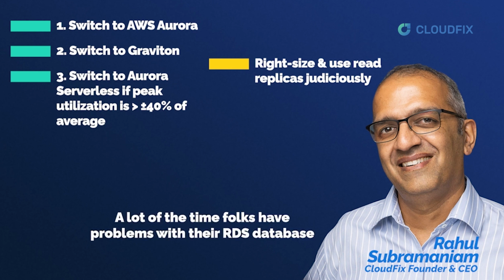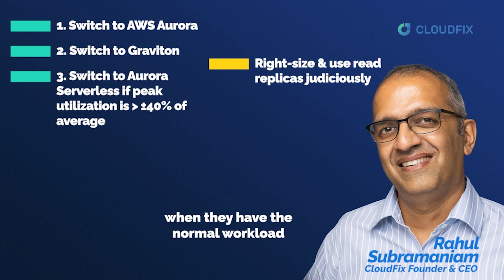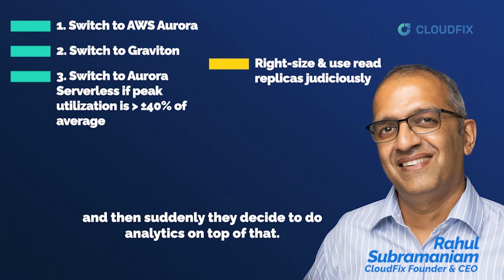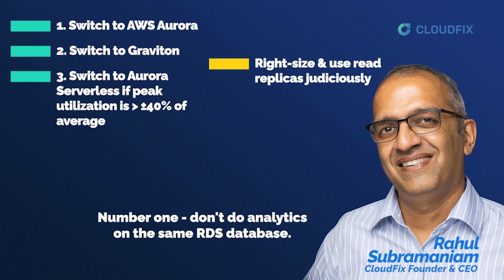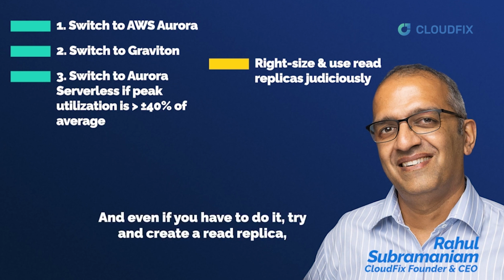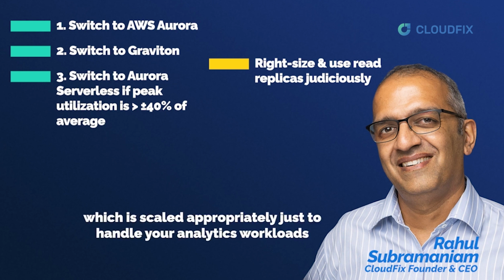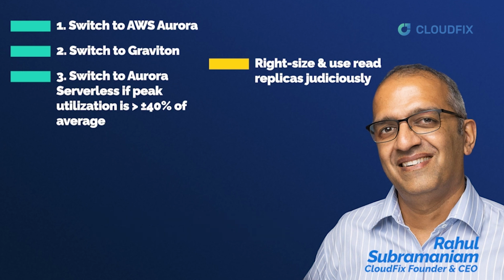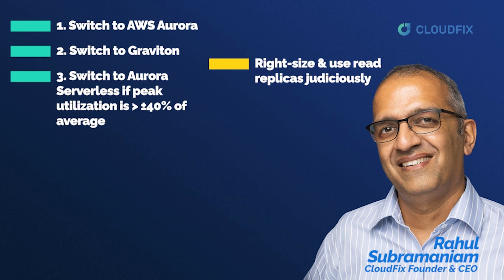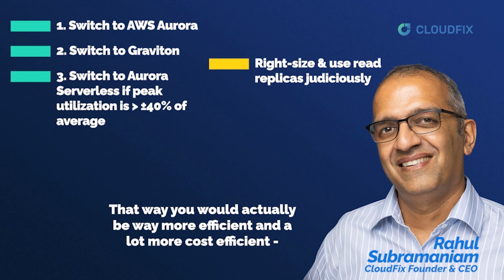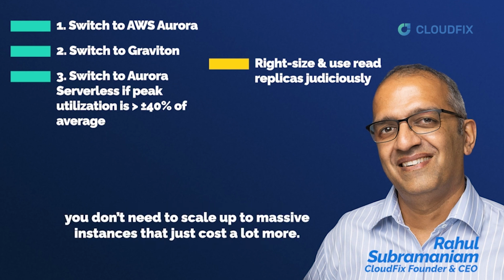A lot of the time, folks have problems with their RDS database when they have the normal workload, and then suddenly they decide to do analytics on top of that. Number one, don't do analytics on the same RDS database. And even if you have to do it, try and create a read replica, which is scaled appropriately just to handle your analytics workloads, and then leave the master just for the transactional processing. That way you would actually be way more efficient and a lot more cost efficient. You don't need to scale up to massive instances that just cost a lot more.